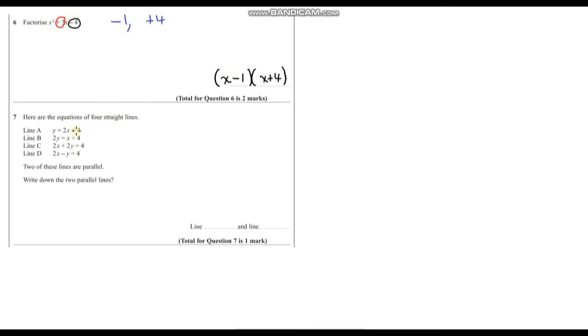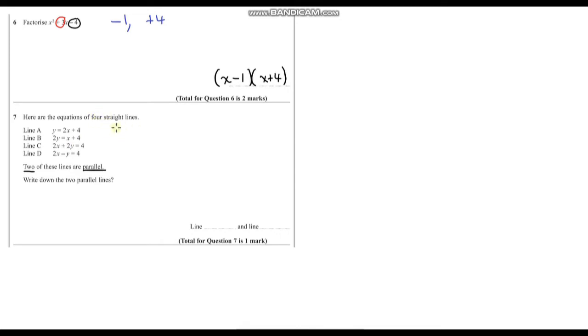Okay, question 7. Here are the equations of 4 straight lines. 2 of these lines are parallel. Write down the 2 parallel lines. Well, for 2 lines to be parallel, they have to have the same gradient. So let's just work out what the gradient is on each of these, and then hopefully 2 of them are the same.